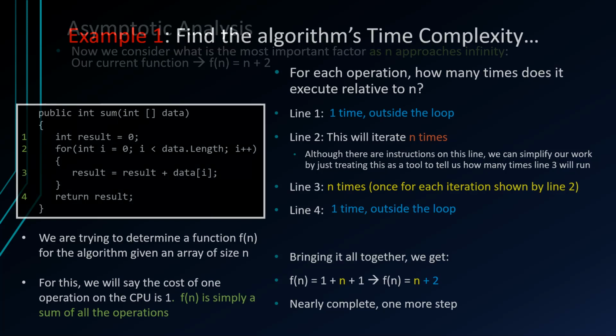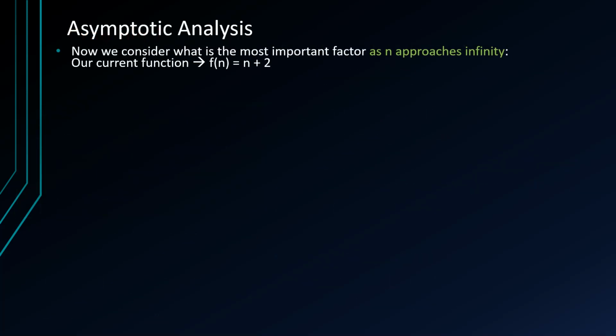And that one more step is actually 4 steps. So the asymptotic analysis. This is when we take that function, that f of n, and now we're going to follow 4 steps. And these 4 steps are going to bring us and finish us off at our big O notation. All right. So now we're going to consider what is the most important factor of our function as n approaches infinity. Looking at just the n plus 2, what is the most important part of that function? Well, I'm sure you already know what that is, but let's break it down.